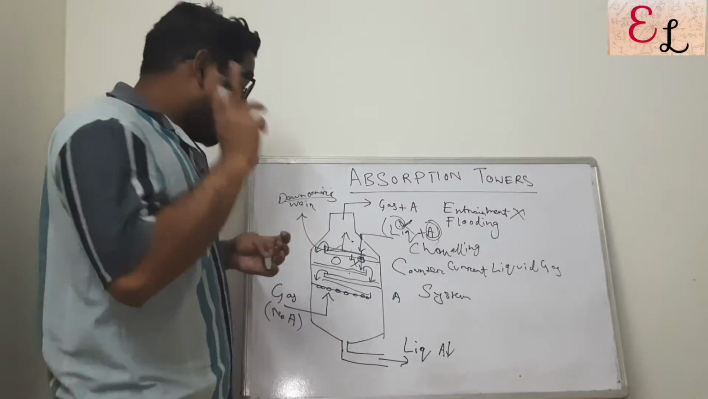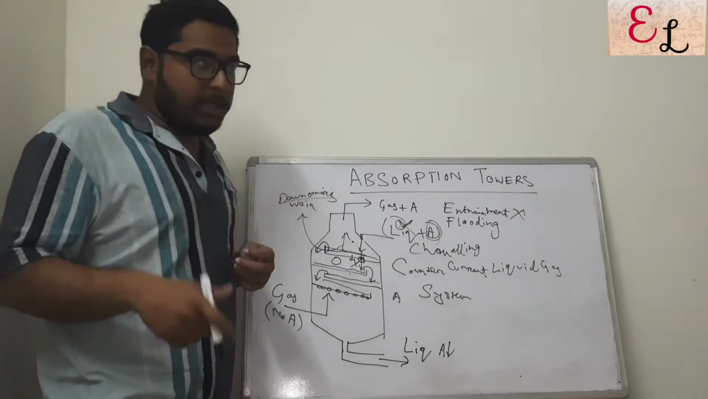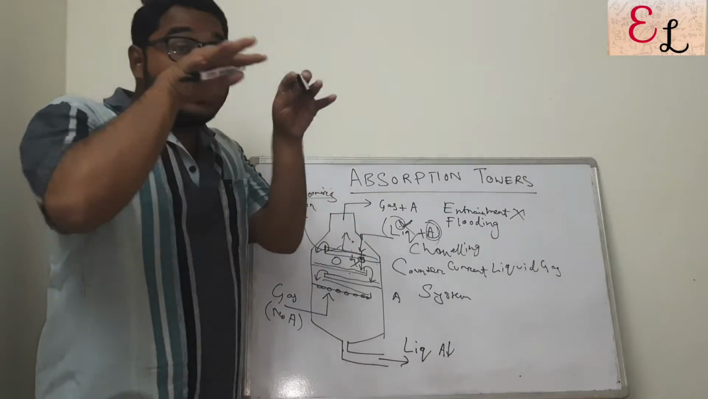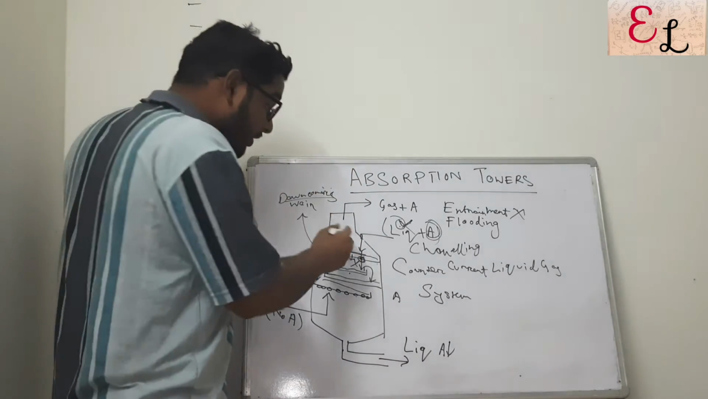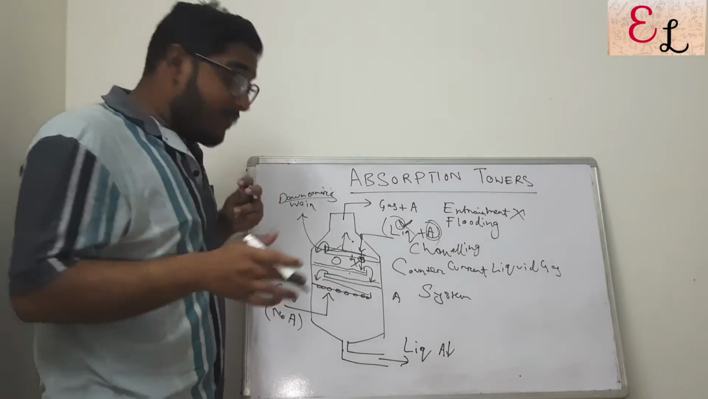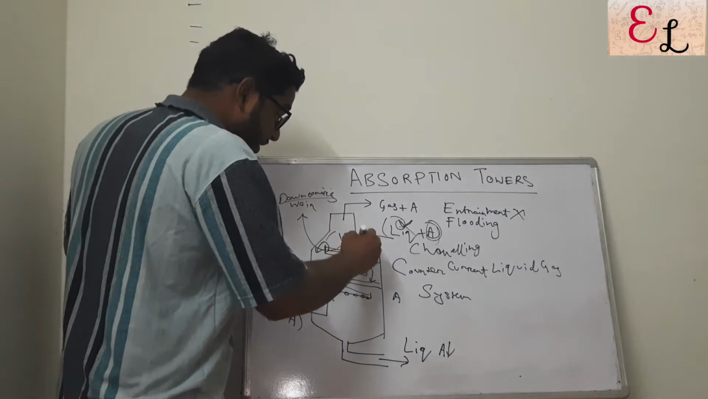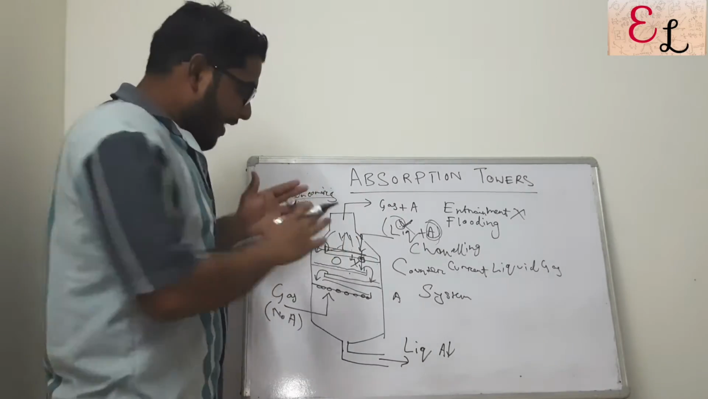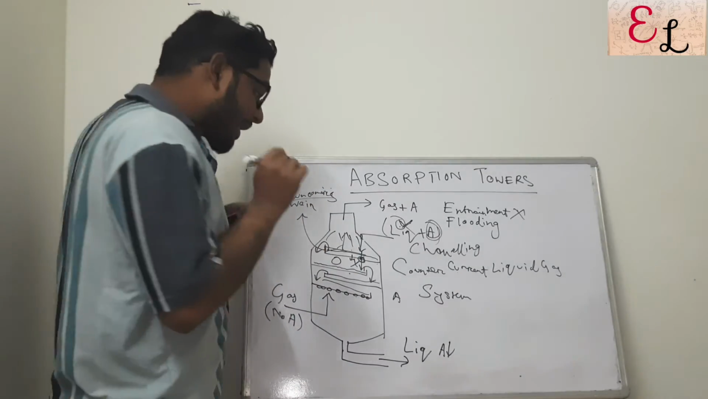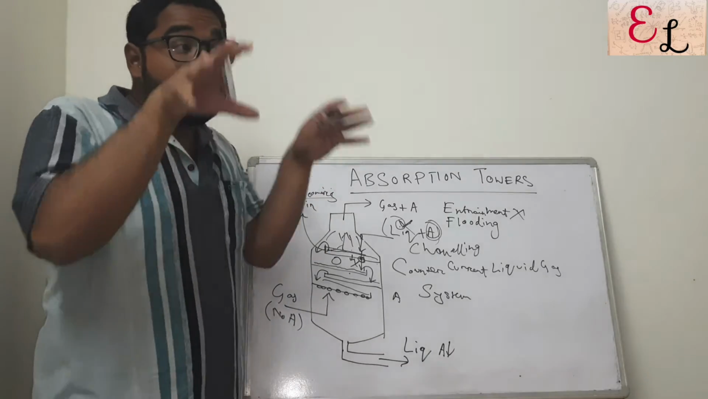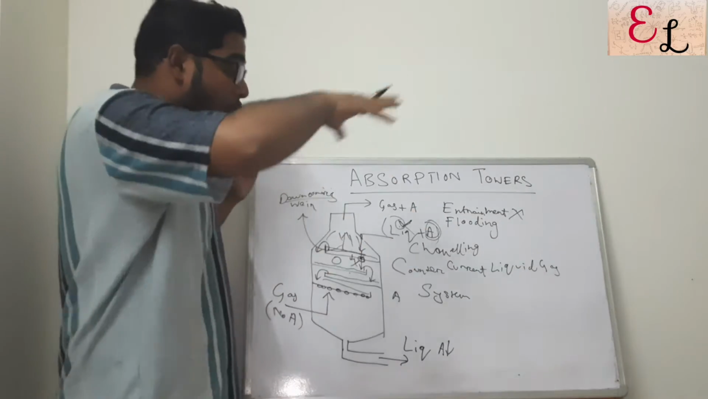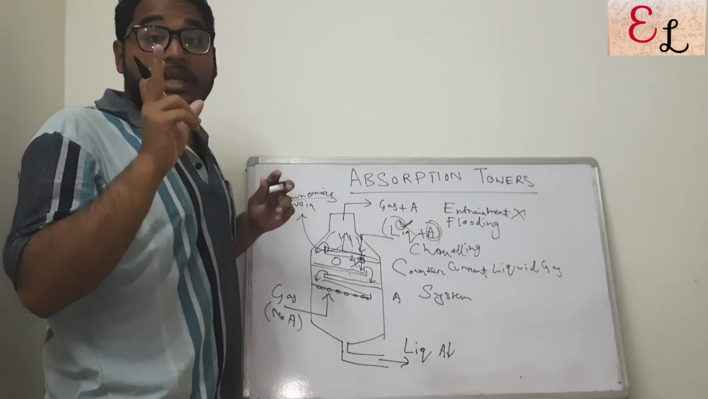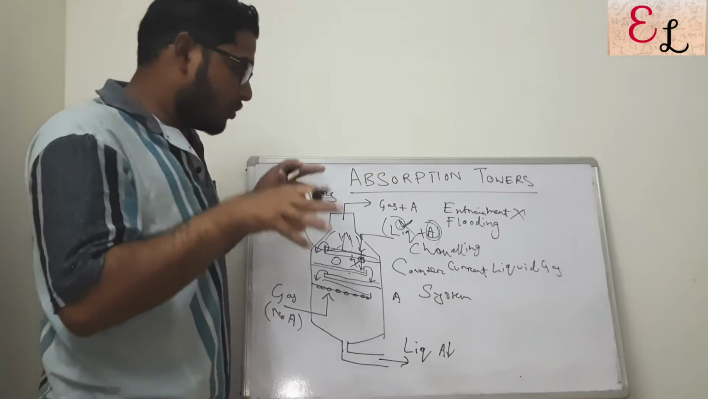So, my friends, very importantly, the liquid should be evenly distributed among all the trays. In case of a packed column, over all the packings in the absorption tower. And for ensuring an even distribution all over the tower, we maintain irrigation headers with spray nozzles.